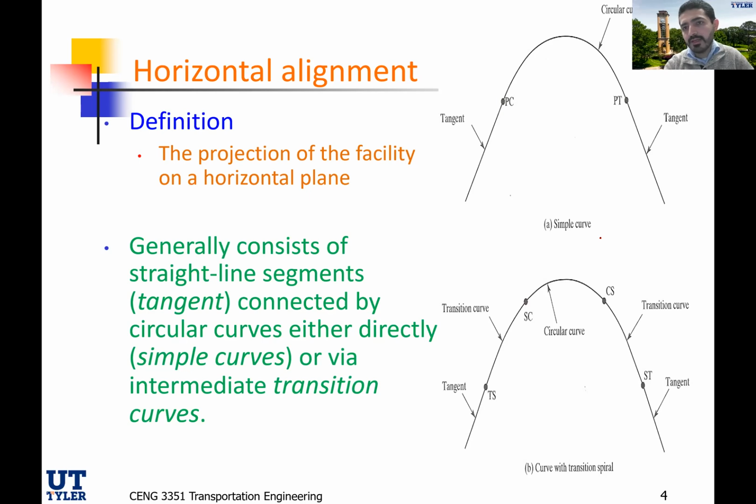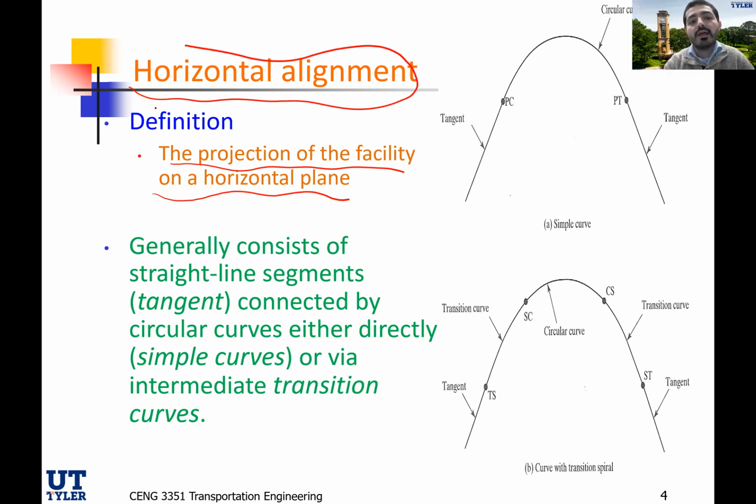By definition, the horizontal alignment, as I mentioned in earlier lectures, is basically the projection of the facility on a horizontal plane. If I'm looking at it from the top, on a plane looking downward on the street, any curvature seen, that's what we call a horizontal alignment. So it's any horizontal curve.